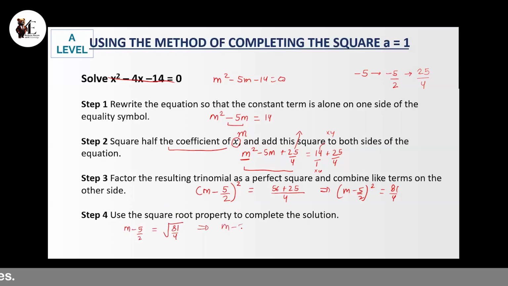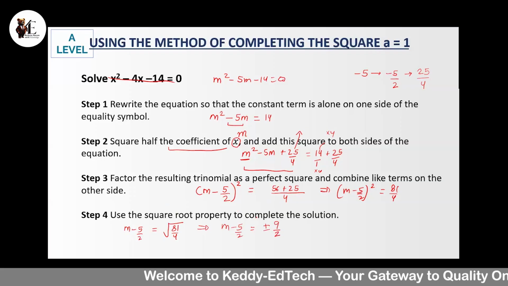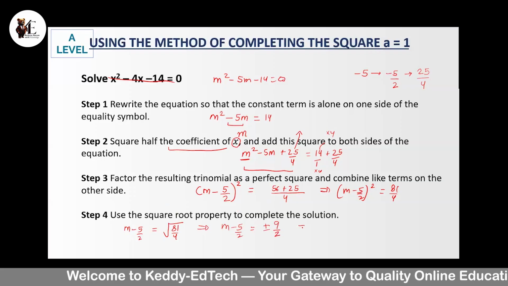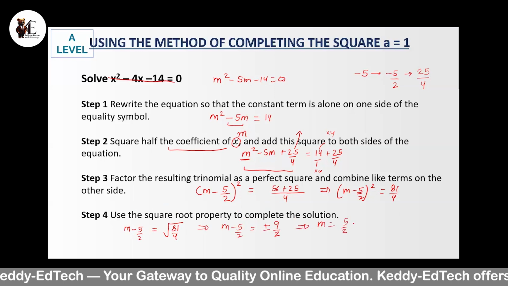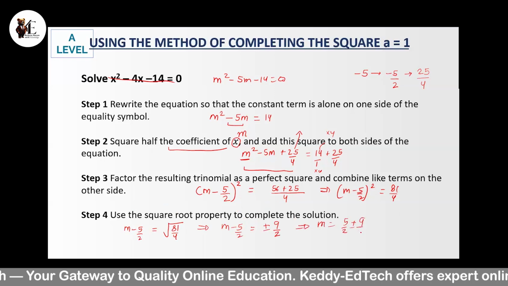m minus 5 over 2. So 81 is the square of 9 and 4 is the square of 2. So you have to write plus minus 9 over 2. Then you have to shift this negative 5 over 2 to the other side. So 5 over 2 plus minus 9 over 2.